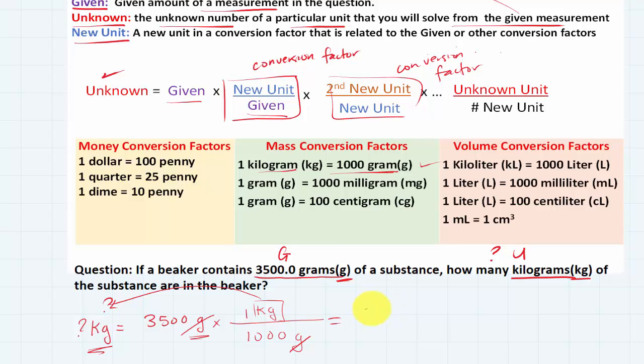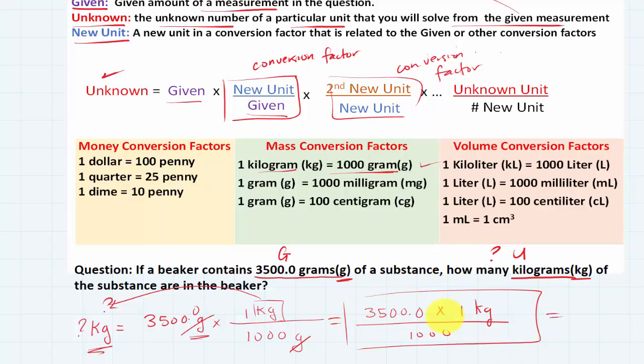And we can multiply this, everything on top divided by everything on the bottom, which is 3,500.0. We forgot to copy the 0.0 there, times 1 kilogram. Why don't I copy the gram anymore? Because the gram is being cancelled out. And then we divide everything on the bottom, which gives us 1,000. And there we go, we have our answer. And if we plug this into the calculator, 3,500 times 1 divided by 1,000, that would give us 3.5 kilogram. And that is our answer.